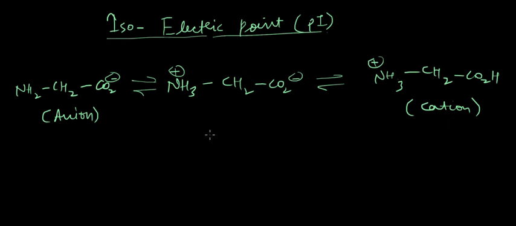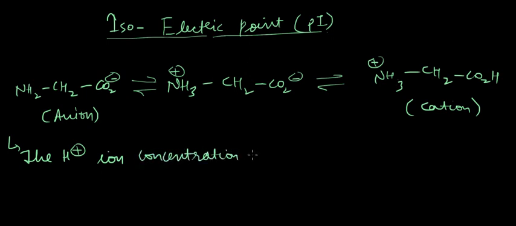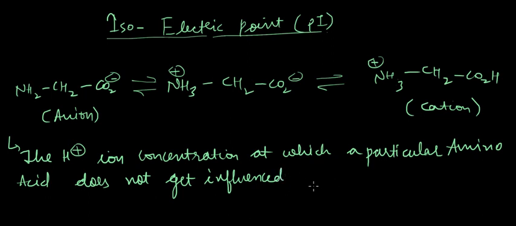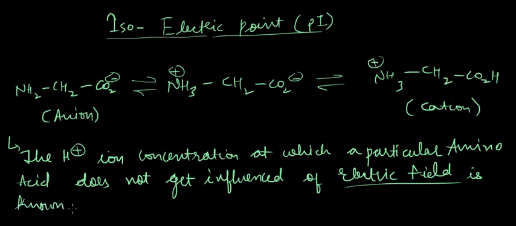So the H plus ion concentration at which a particular amino acid does not get influenced by the electric field is known as the isoelectric point.